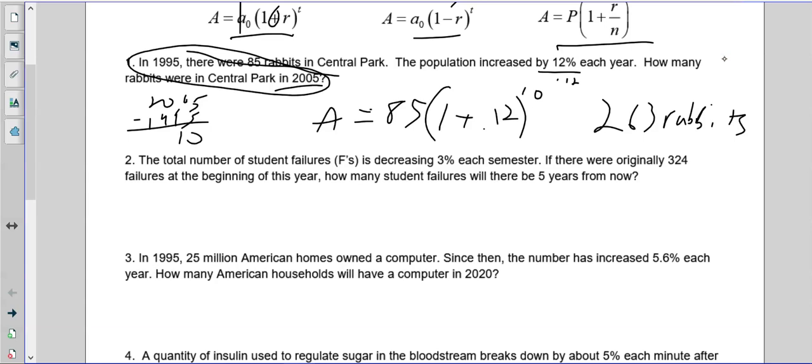263. Okay, number 2. Total number of student failures is decreasing 3% each semester. So we're going to use the minus 1. All right. If there were 324 originally, after 5 years, where will it be? So again, future value is based on the starting number, 324. We're using the decreasing formula. 3% is 0.03 and 5 years. And when we do that, we get 278 students.